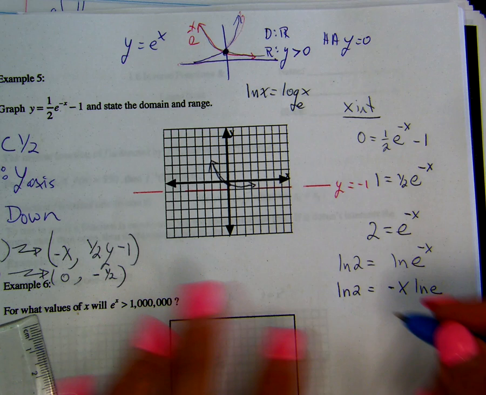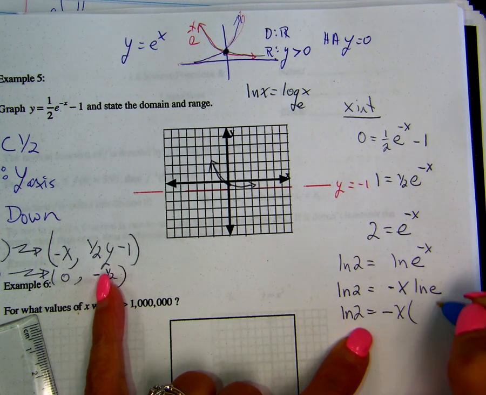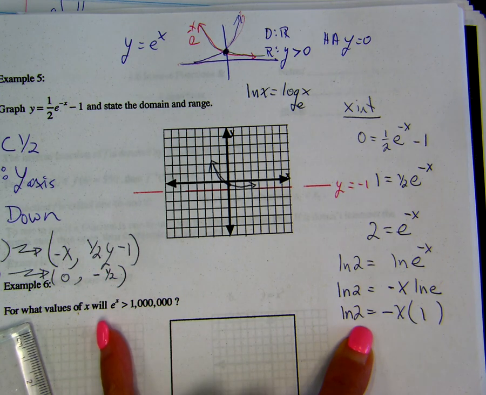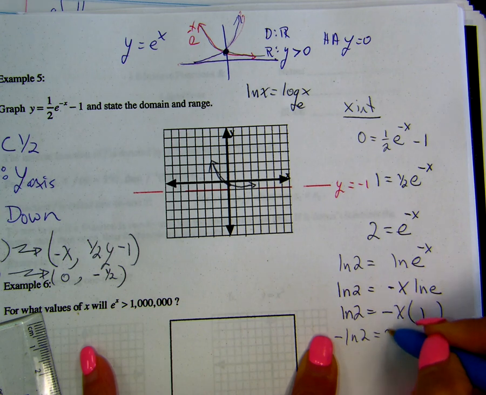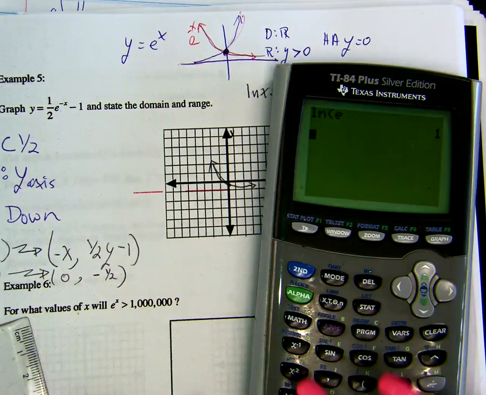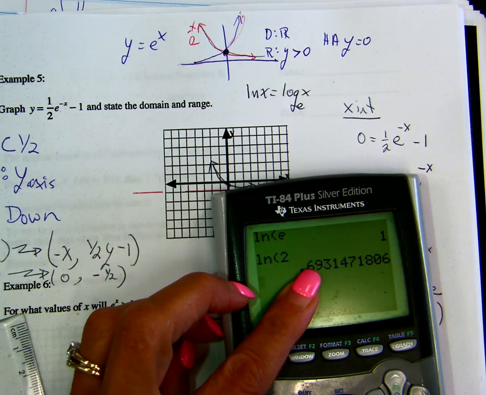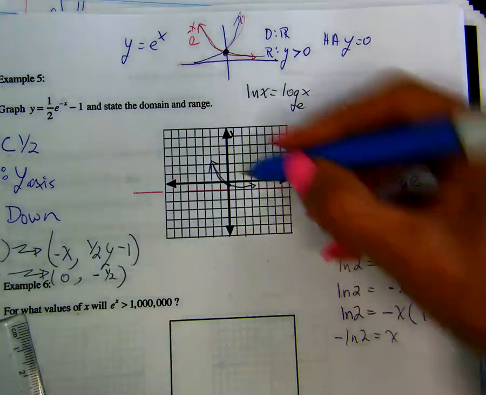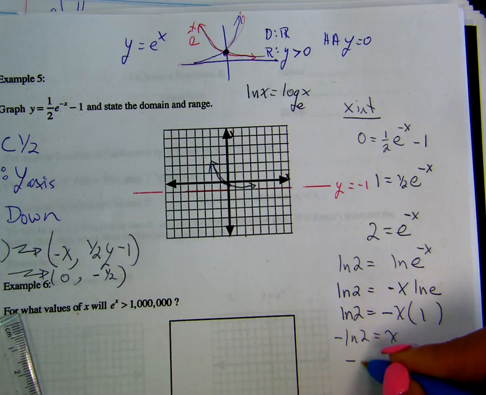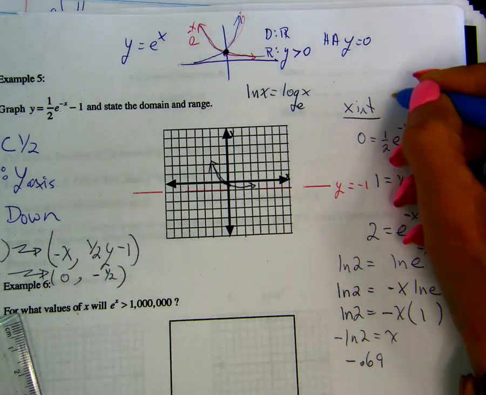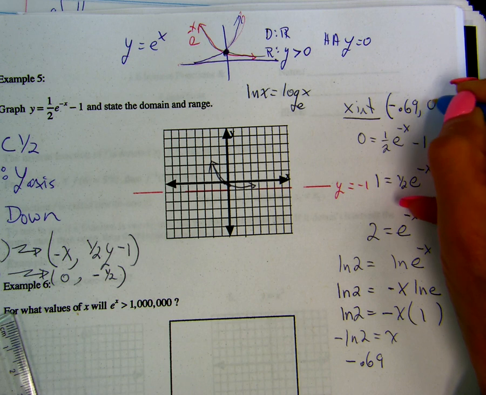Okay, so ln 2 would give me negative x times 1. Ln of e is 1. Or negative ln 2 would give me x. Okay, what's the ln of 2? Ln 2. Negative 0.69. So check your graph. Is that about where we've got it? About there. So what's my x-intercept? About negative 0.69 when y is 0.